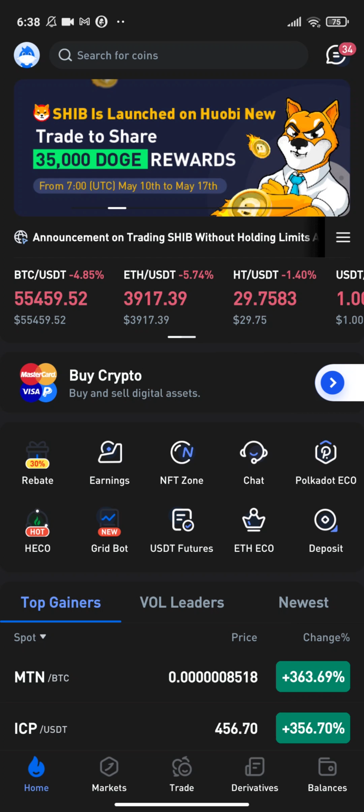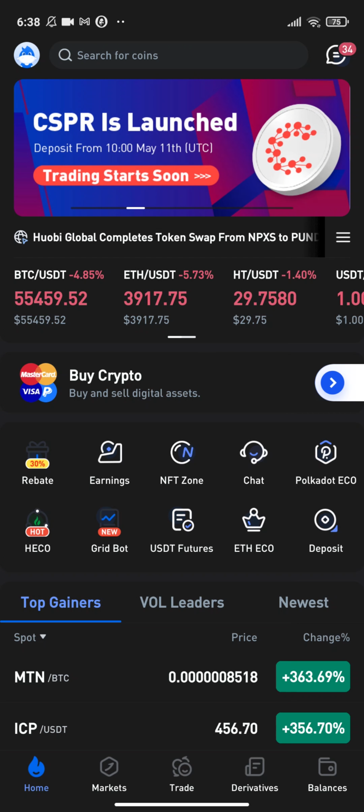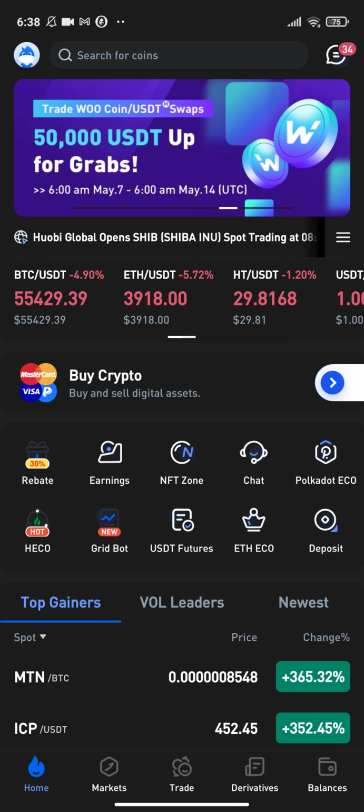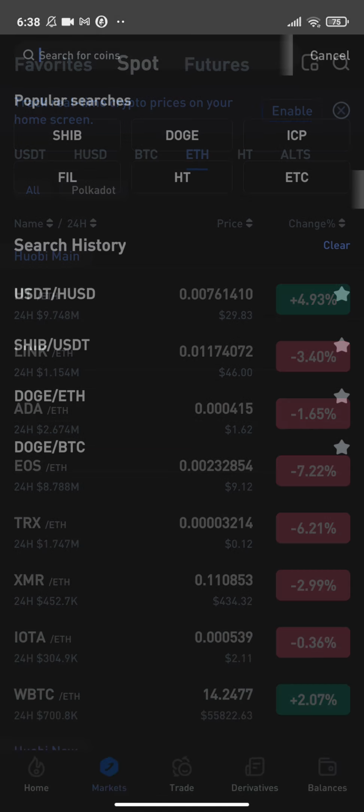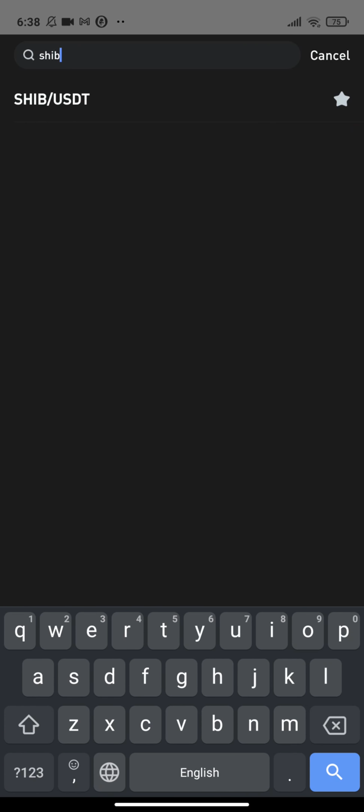Today I will show you how to buy Shiba coin from Huobi. I will show you how to buy from a smartphone app. Go ahead and search for SHIB. Go here on the market, search here for SHIB, and you will see you can buy SHIB only using USDT.